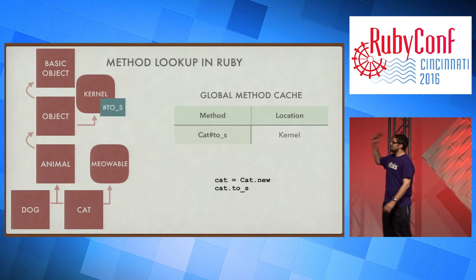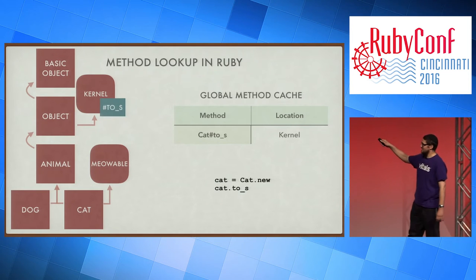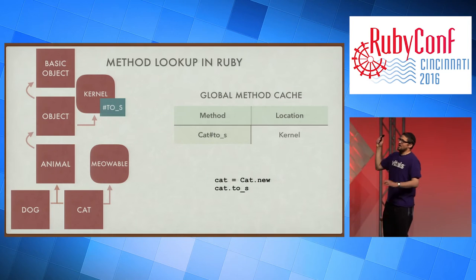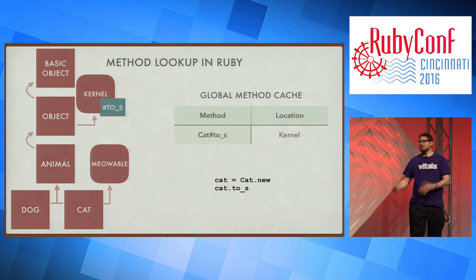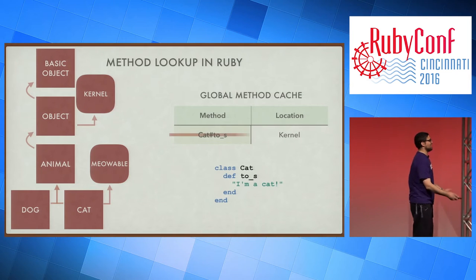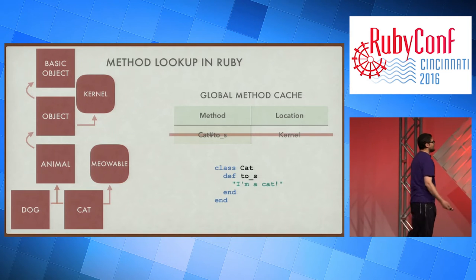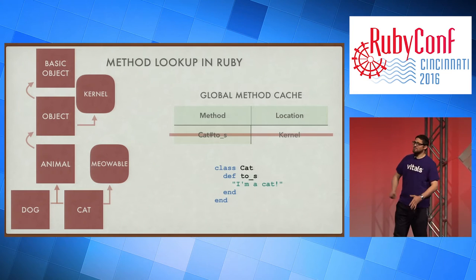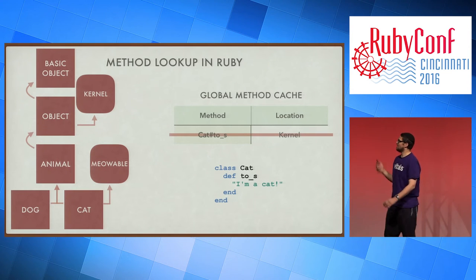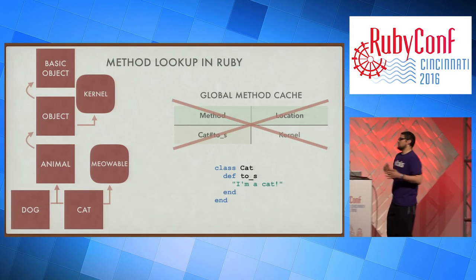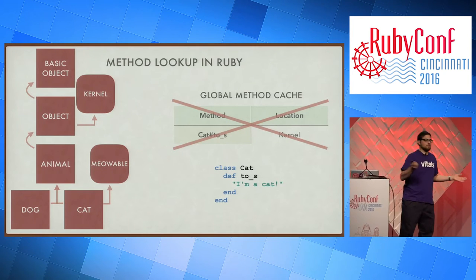So we're going to mark, okay, in the future, anytime we call to_s on a cat instance, we know that that is defined in Kernel. We know how we can execute that method. So let's not look it up next time. But what if you reopen the Cat class and you define to_s? Well, that information is no longer true. So because of that problem, every time you reopen a class in Ruby, the global method cache is blown away, because it's the simplest way to say we don't know what to rely on anymore.